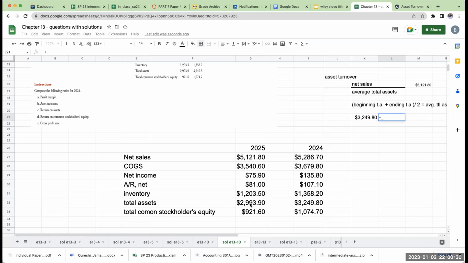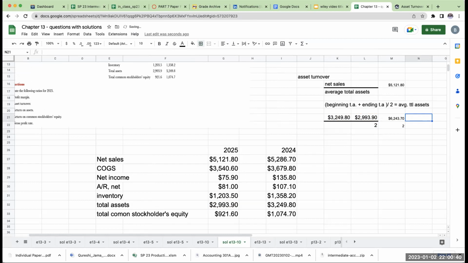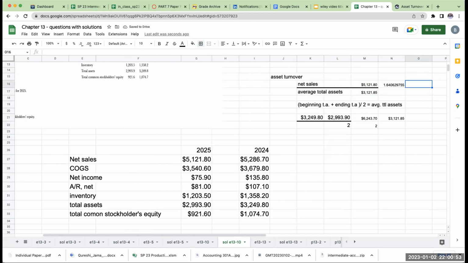I'm going to add in 2.9 billion. And this is going to give me over here, I'm going to divide this result by 2. So my average total assets are over here at 3.1 billion. So my total asset turnover is going to be 1.64 times.